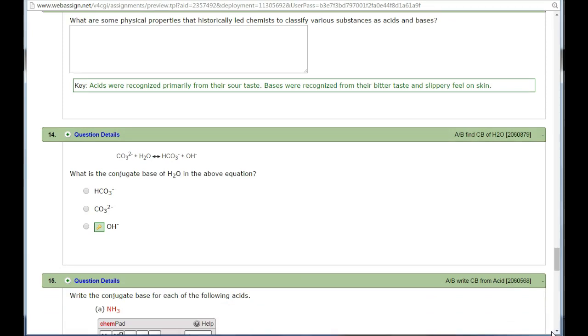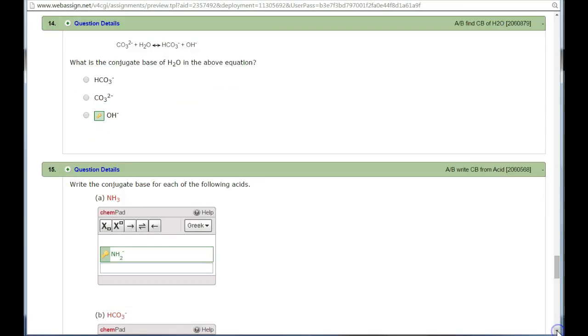What is the conjugate base of water in the above equation? So I see H2O. H2O went from that to that. So that is the conjugate base of that. So it acted like an acid there, and there's the conjugate base. And by default, the other one must be the base and the conjugate acid. So if you get one correct, well, two correct, you usually get the other ones correct.